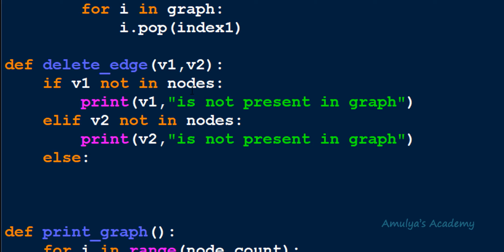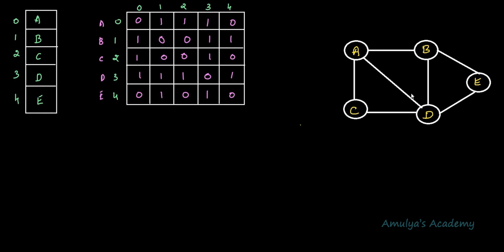Now, let's write the function for an undirected graph. It can be a weighted or unweighted graph. So here we have an undirected graph. If I want to delete this edge, C to D, then what changes do I need to make in this graph? No need to make any changes to this. This is the nodes list. Here we are deleting an edge. We are not making any changes to nodes. That's why there is no need to make any changes to this list.